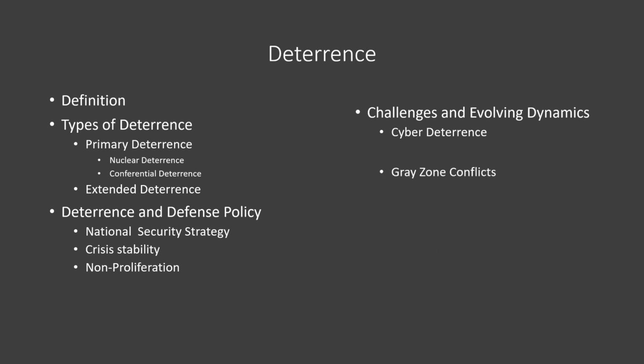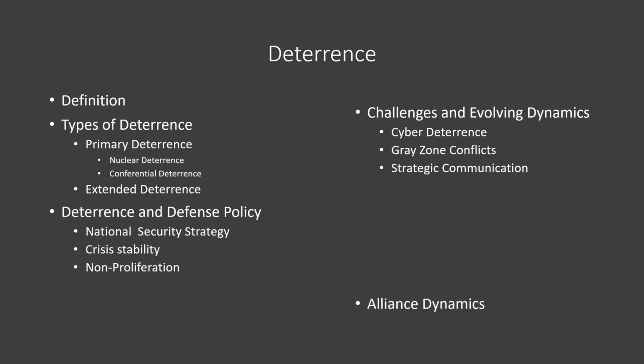Gray zone conflicts. Deterrence strategies must also address gray zone conflicts, which fall below the threshold of traditional warfare. These conflicts may involve asymmetric tactics, disinformation campaigns, and other non-traditional methods that challenge traditional deterrence frameworks. Strategic communication. Effective communication is essential in deterrence efforts. Clear and consistent messaging, both to potential adversaries and allied nations, is crucial for maintaining the credibility of deterrence.